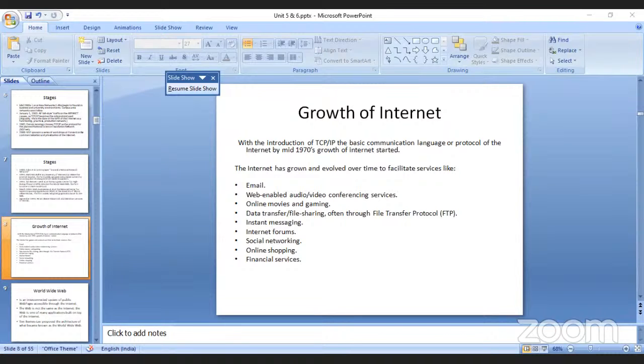Okay. These are the languages used for developing this particular data.